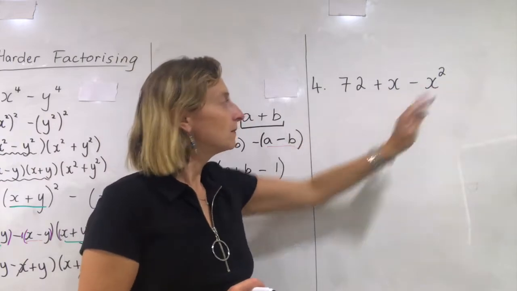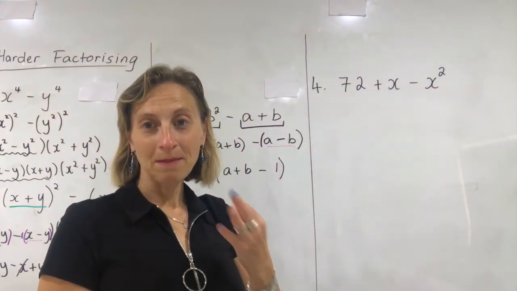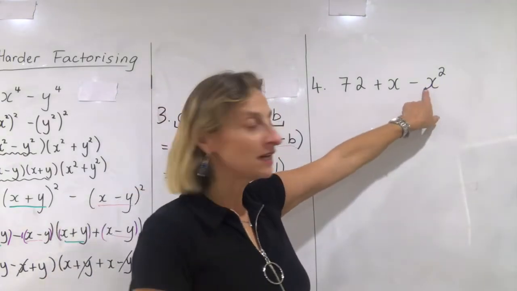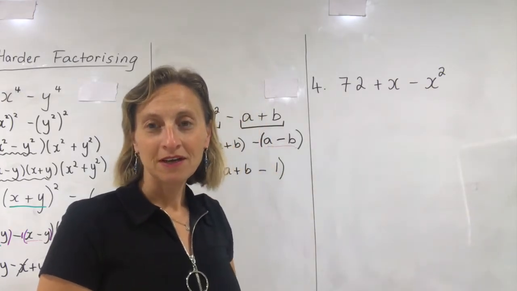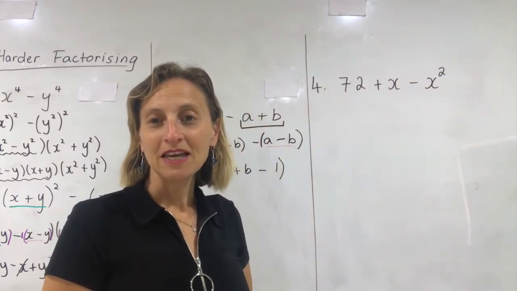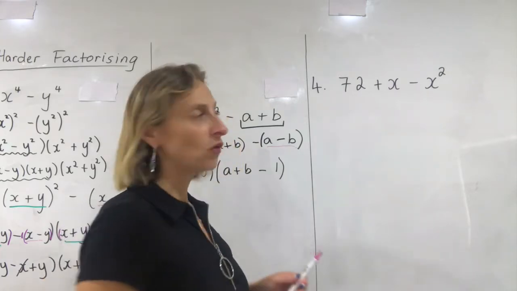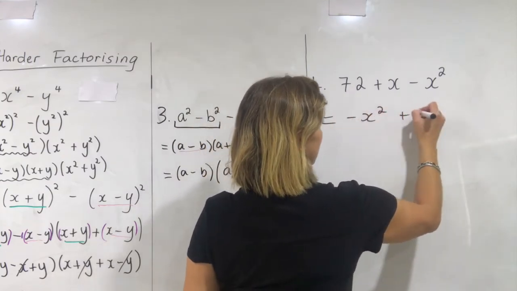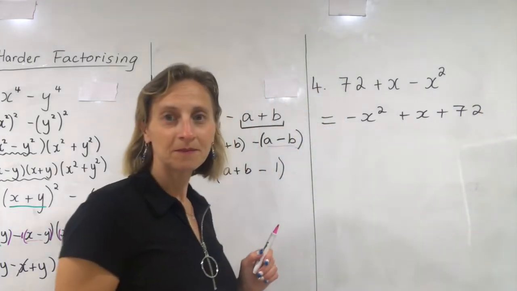Over here, no like terms. 3 terms, that makes it a trinomial. It's a monic trinomial because there's a 1 in front of the x squared. But the first thing that I notice here, and it's the first time this has happened to us, is that it's in the wrong order. So the first thing I need to do is to put it all into the right order. That means the x squared comes first, the x comes second, and the number comes last.